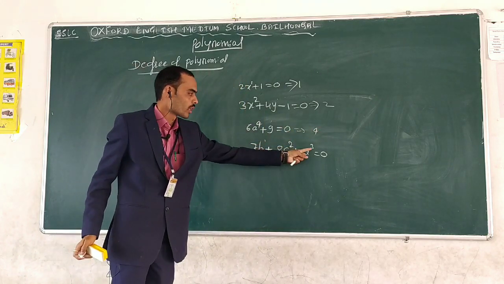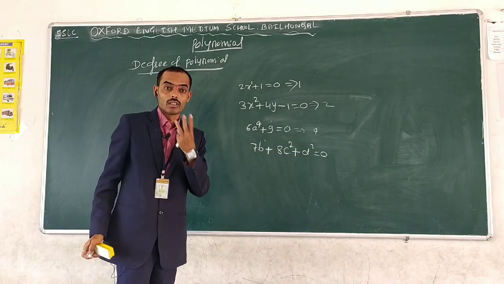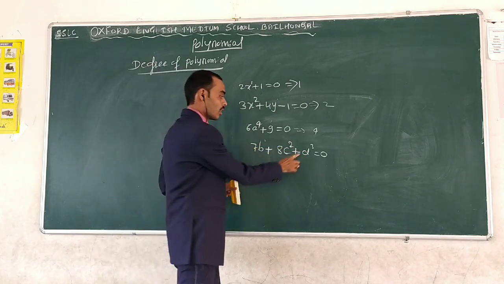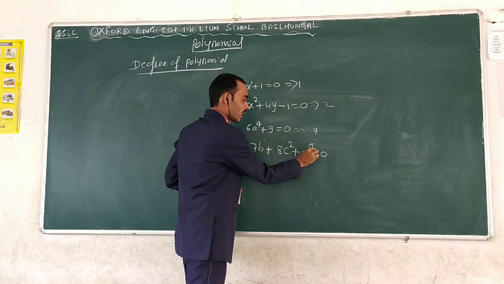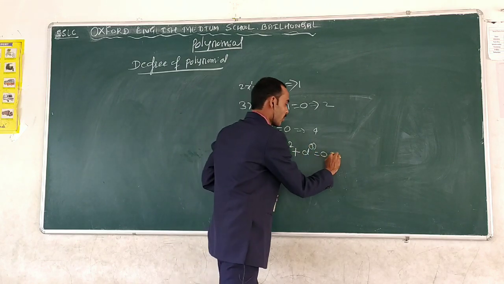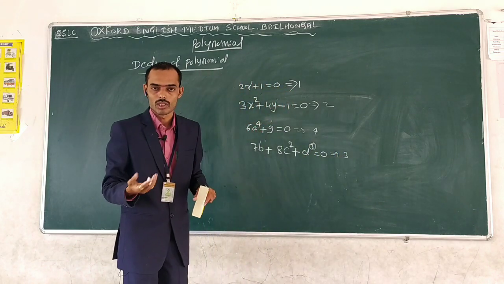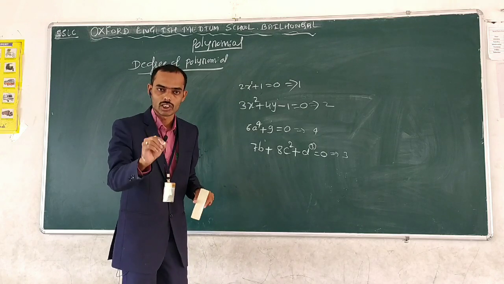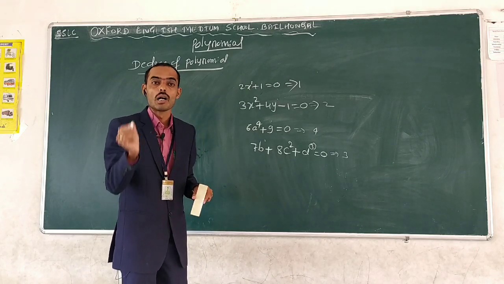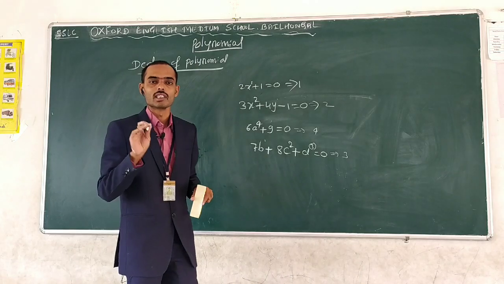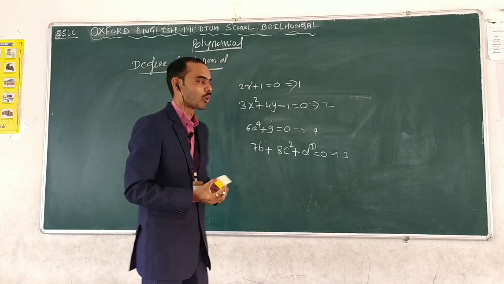Here 1, 2, 3. The variable d having the exponent 3, d to the power 3. Therefore, highest exponent is what? 3. Therefore, degree of the polynomial is 3. Then what is the meaning of degree of the polynomial? The highest exponent, the highest power of the polynomial is called the degree of the polynomial.